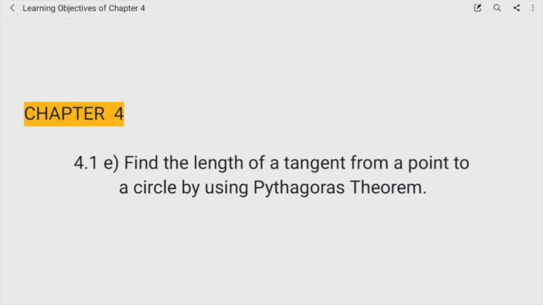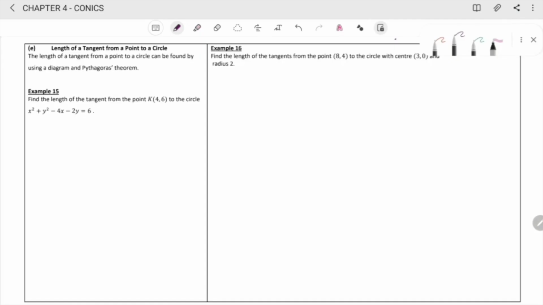4.1e, find the length of a tangent from a point to a circle by using Pythagoras Theorem. So we are going to find the length of a tangent from a point to a circle. It can be found using the Pythagoras Theorem, and you can draw a diagram or not. But for example 5, find the length of the tangent from the point K(4, 6) to the circle, this one.